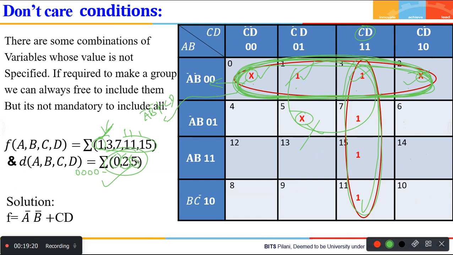And while grouping, I said it can be either 0 or 1. You can consider this as 1 and group it. That's why we group using this don't care also. If there is no don't care, don't do that. If x is not given, you cannot do this. You can do only this in this example. Have you understood this? Okay, keep it in mind.